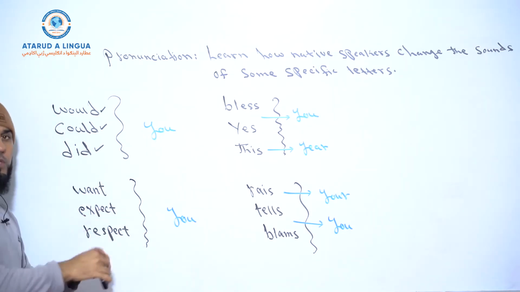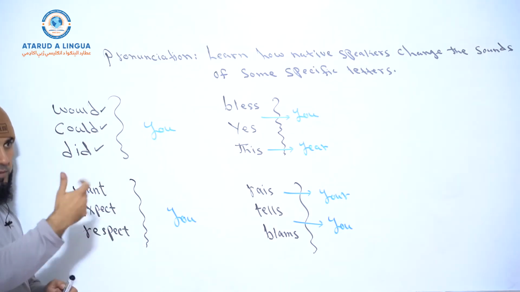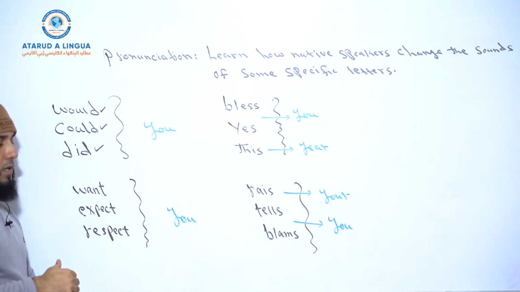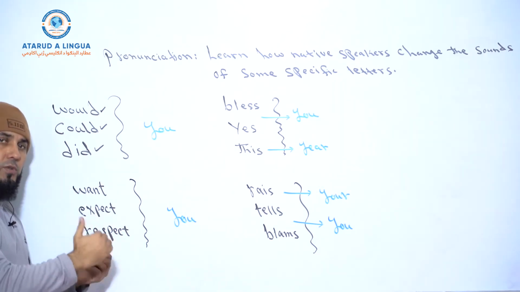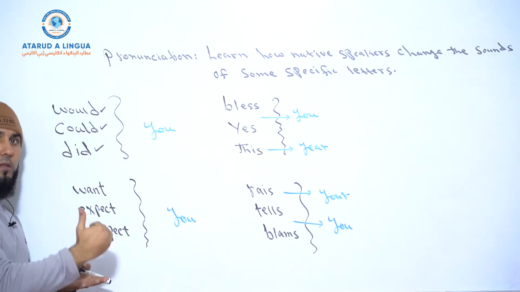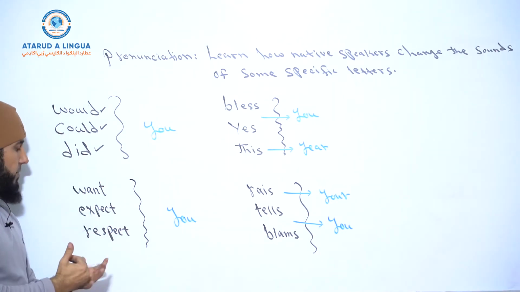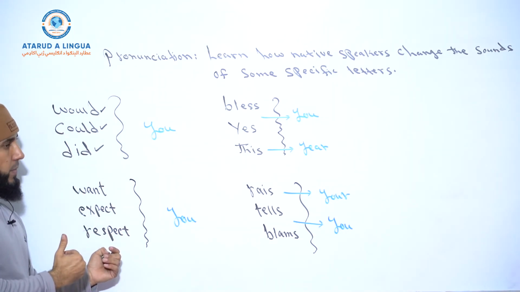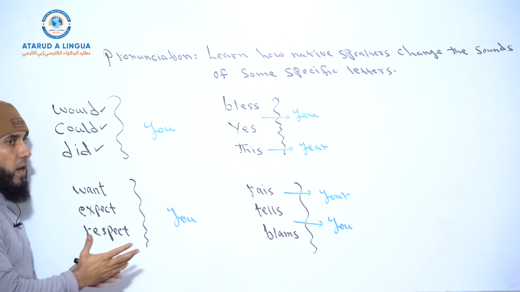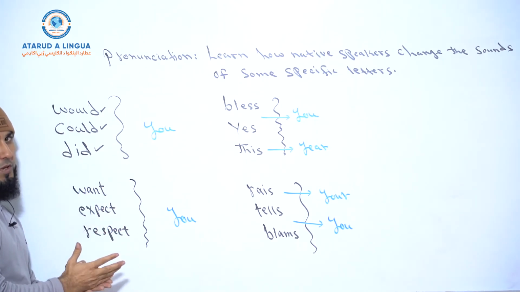I want you to study hard. For example, I'm telling my students, I want you to study hard. I expect you to get a high score on the TOEFL iBT exam. I respect you a lot because you're older than me, for example.